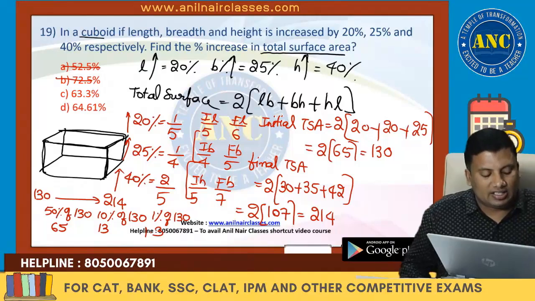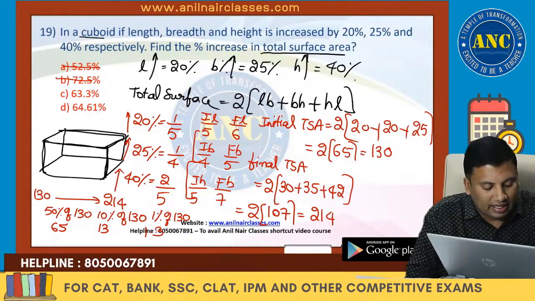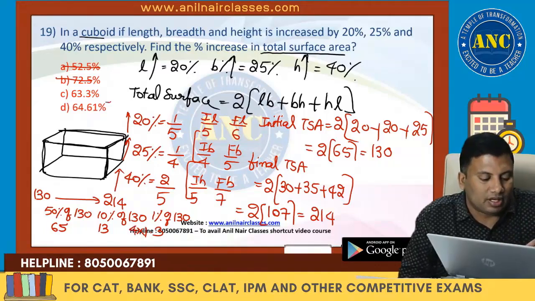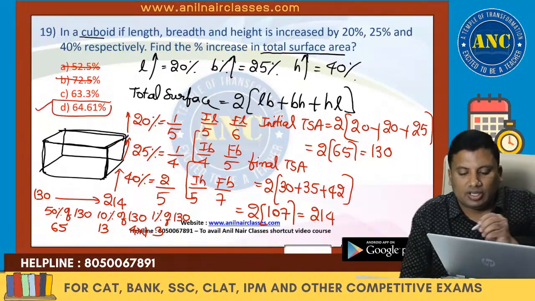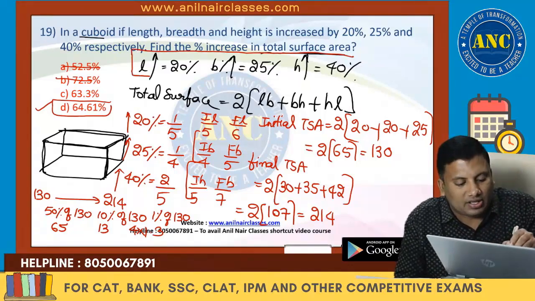65 plus 13 is 78, 208. It should be 6. It is 6, which means it is 4 point something. The answer is 64.61%.